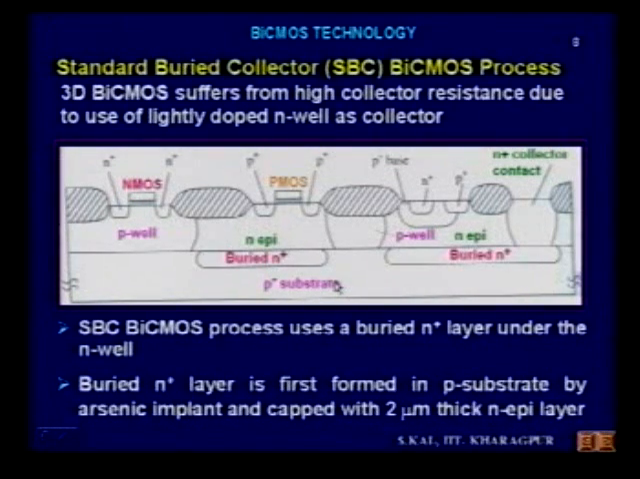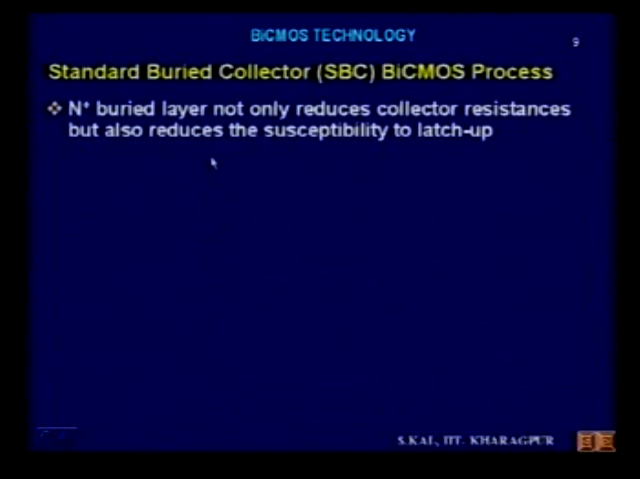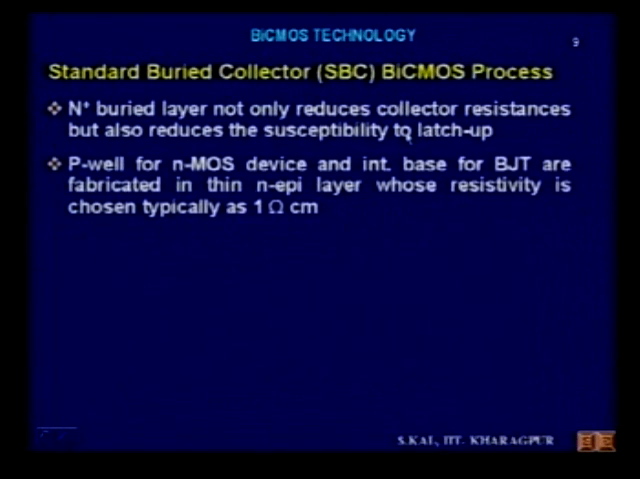P substrate is taken, buried layers are formed, then epitaxial deposition is done, that is for 2 micron thick epi layer growth. N plus buried layer not only reduces collector resistances but also reduces the susceptibility to latch up, because the buried layer also has got advantage for latch up prevention.